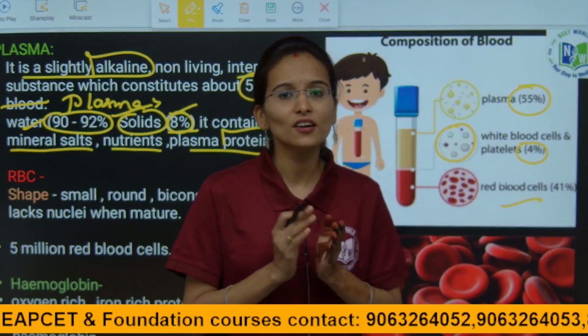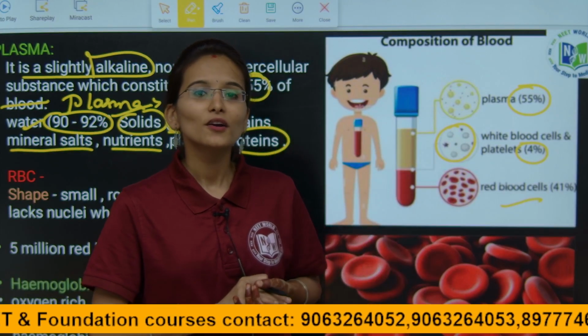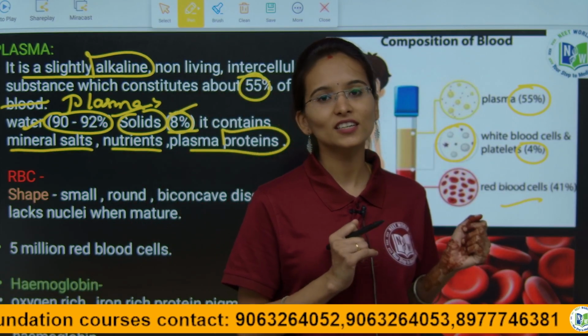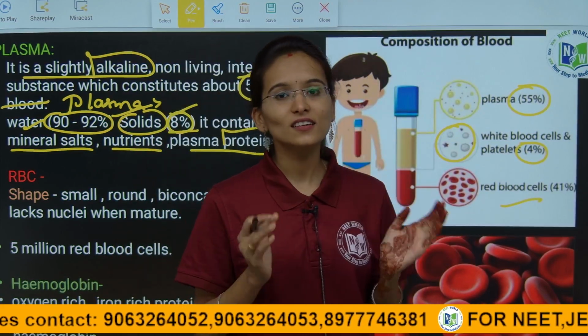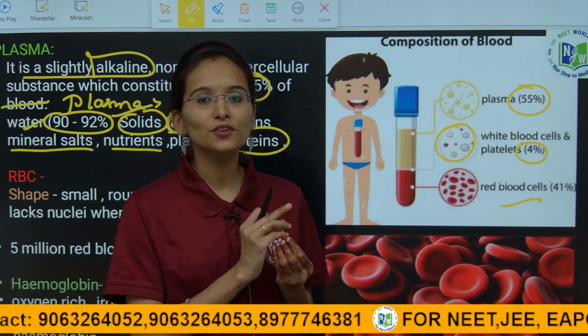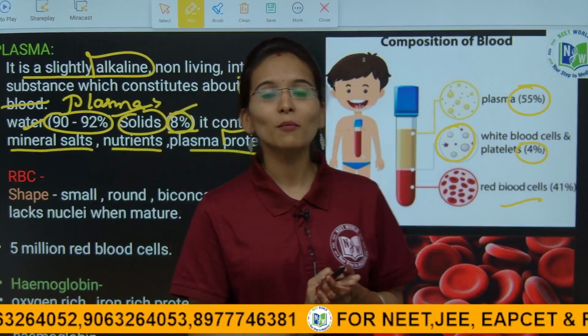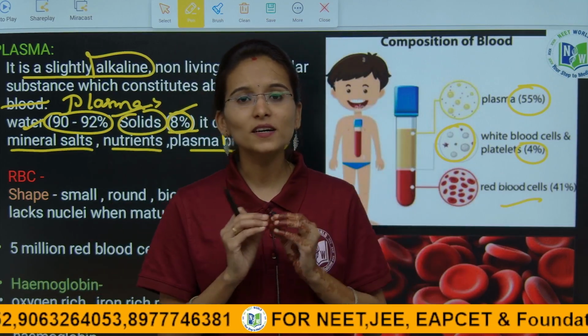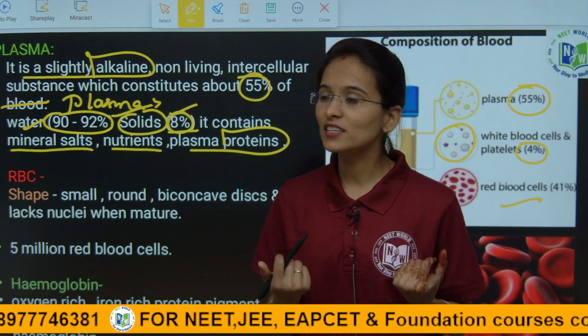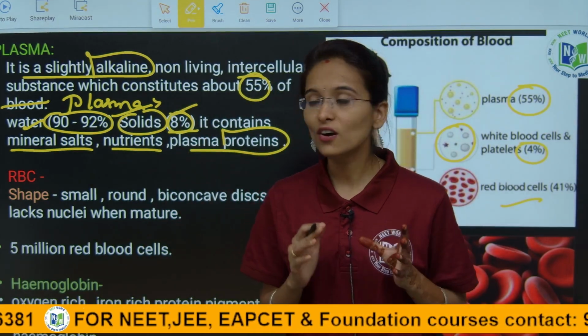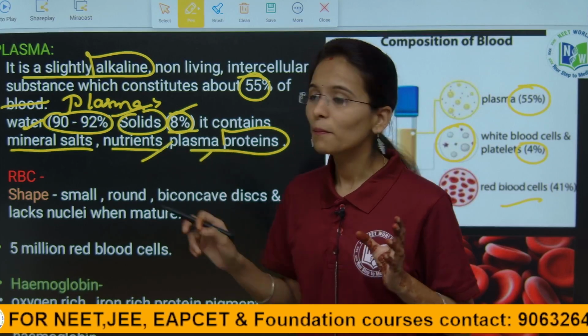It is just a matrix which is present in the fluid form inside the fluid connective tissue. Okay. So, in this fluid matrix all the cells are going to be suspended and they are going to move freely. So, when it comes to the composition, maximum 92% is made up of the watery fluid, okay, and the remaining 8% is going to contain some mineral salts along with the nutrients and plasma proteins.